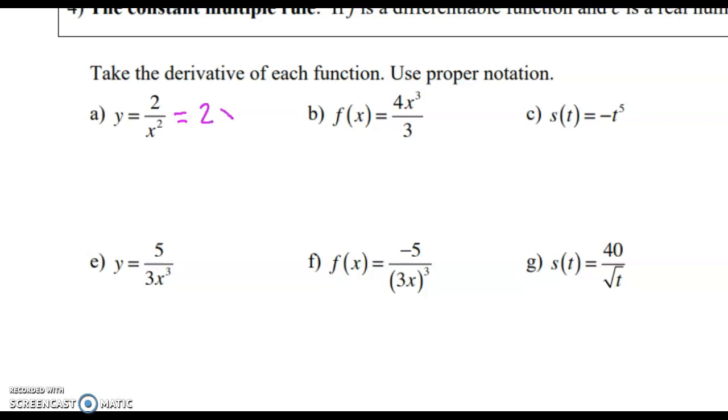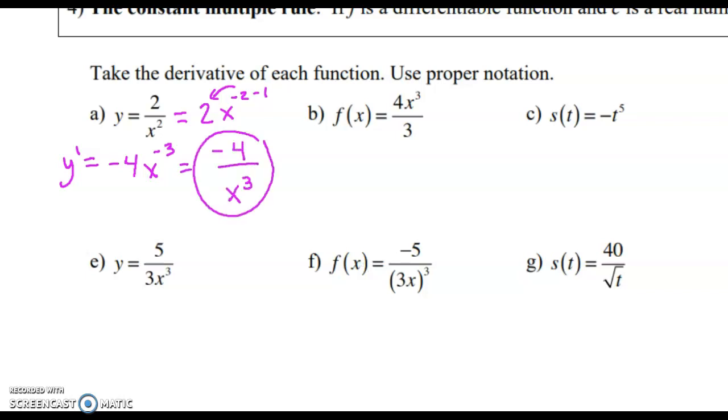So the 2 stays, and I'm going to bring this up with a negative exponent. So our derivative says to bring this down and to multiply them together. We're still going to subtract 1 because it is a power rule. So rewrite that without negative exponents, and that's our derivative.